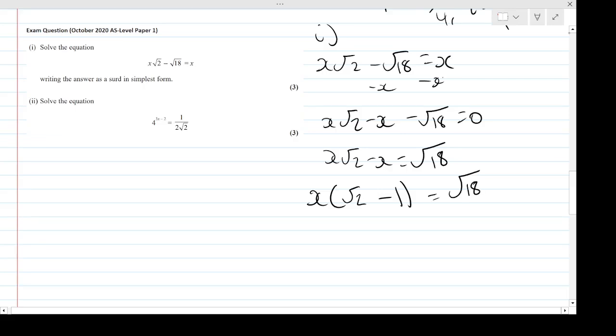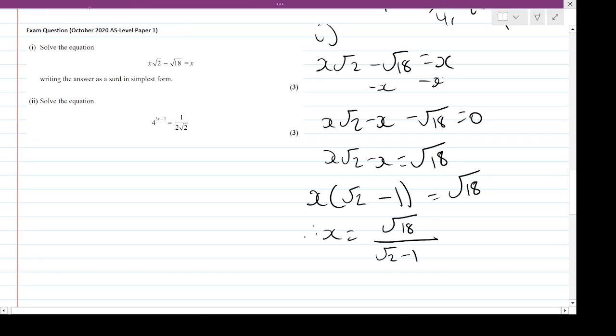But then what we can do is, well, this is a multiplication. I'm saying x times root 2 minus 1. To get just x on its own, I can divide by root 2 minus 1 to then get x is root 18 divided by root 2 minus 1. Okay, but it's asked us to write it as a third in its simplest form. Well, that's not simplified because we need to rationalise the denominator because we have a third on the bottom.